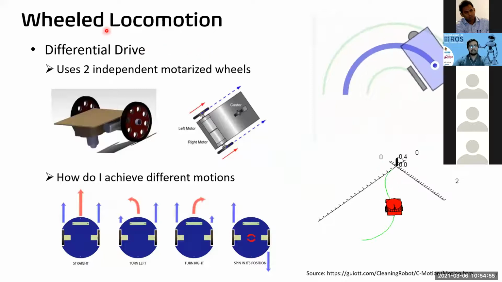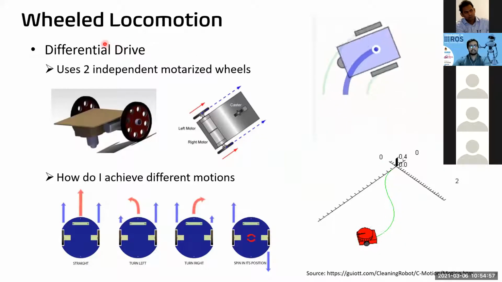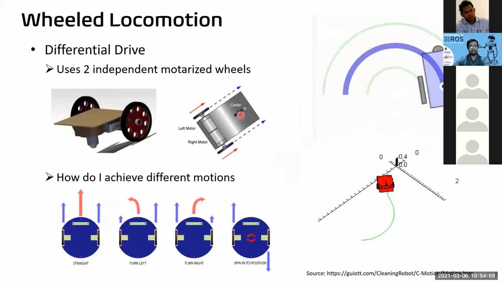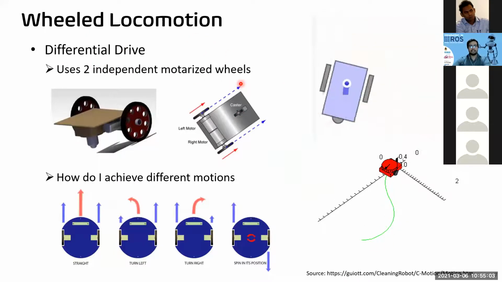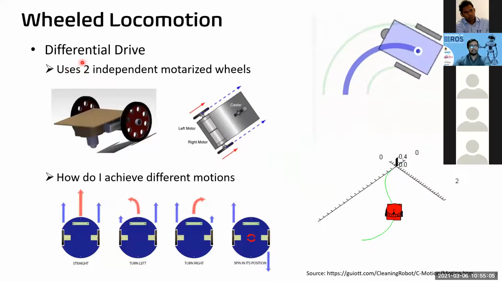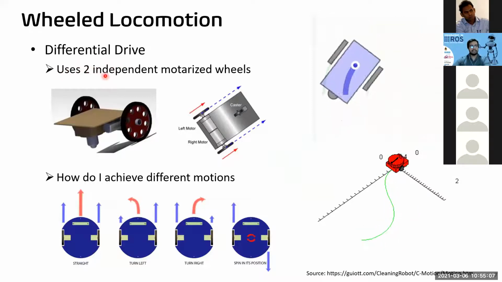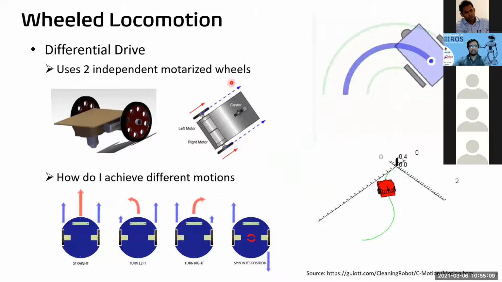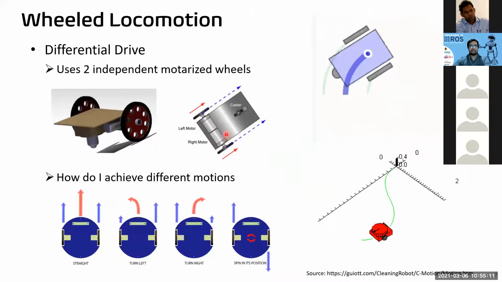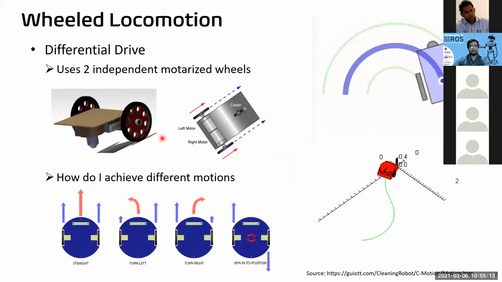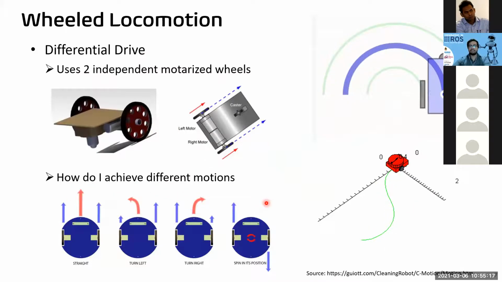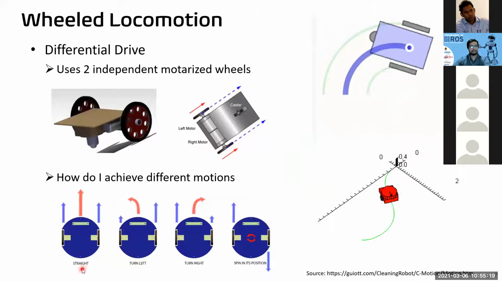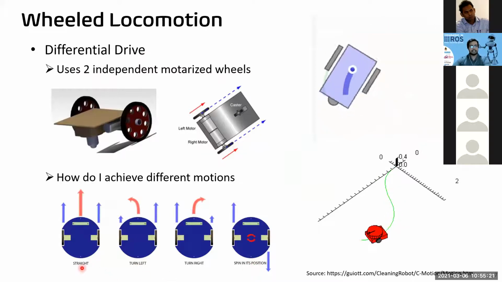So let's start with a small area that everyone's comfortable with, wheel locomotion. And here we are going to study differential drive, that is using two independent motorized wheels in order to provide wheeled locomotion for a robot. How do we achieve different motions with this setup? Here are 4 examples. Straight.